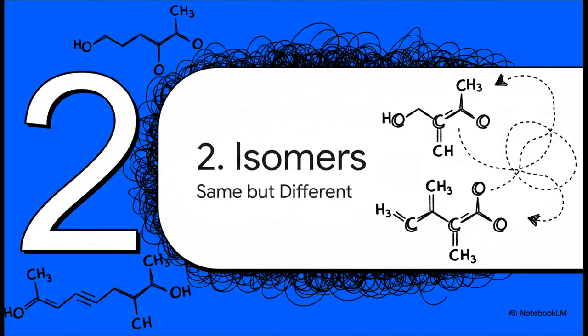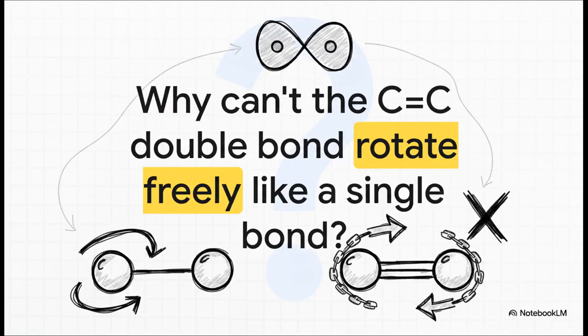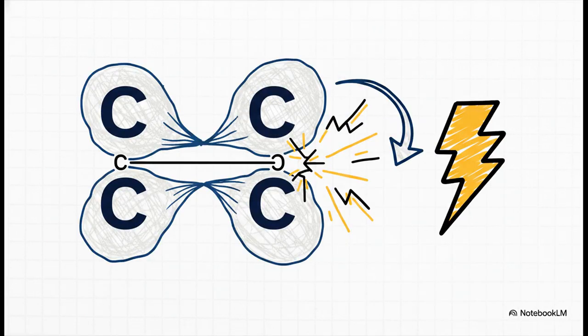This is where you have molecules with the exact same formula but totally different structures, and as a result, different properties. So here's a question for you. A single carbon-carbon bond can spin around freely, kind of like an axle on a wheel. But why can't the double bond do that? What's stopping it? Why is it locked in place? And the answer comes right back to that pi bond we just talked about.